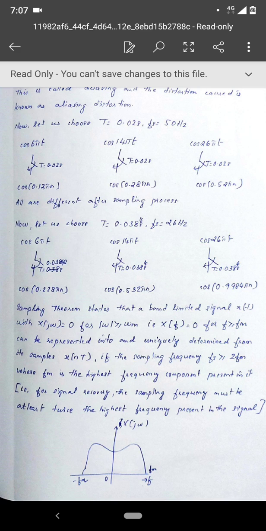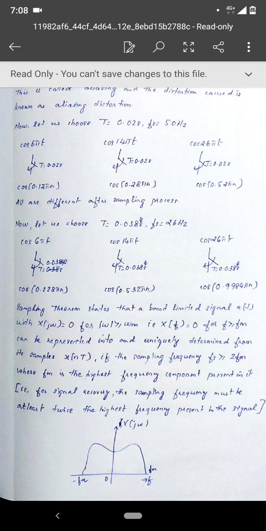That is clear from the picture itself. So for f greater than or equal to Fm, or mod of omega greater than or equal to omega m, whether omega is positive or negative, after omega m, X of j omega is equal to 0. It can be represented and uniquely determined, meaning after the sampling process you should get distinct signals, from its samples x of nT, if the sampling frequency fs is greater than or equal to 2 times fm. So always this is the condition.